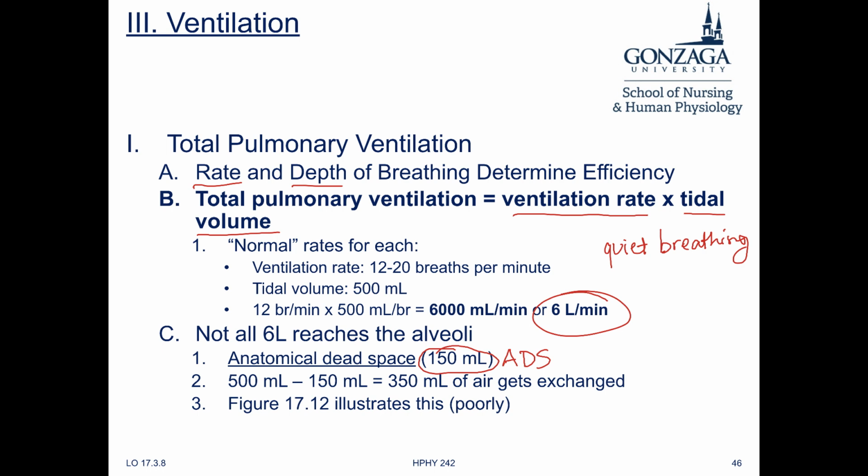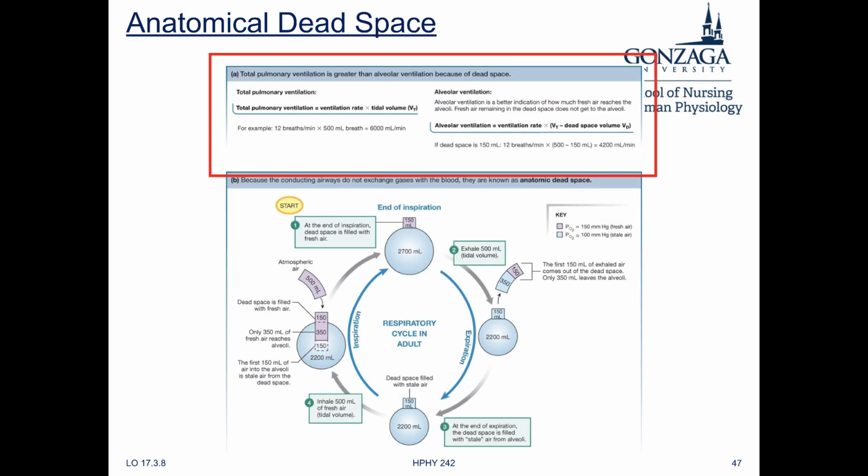Okay, so figure 17.2 tries to illustrate this. I think it does it pretty poorly. We can talk about it in class. We can try to break it down and make it a little more simple. But basically, of that tidal volume, the 500 mils, due to anatomical dead space, only about 350 mils actually gets exchanged. Okay, so this is the figure that I was talking about.